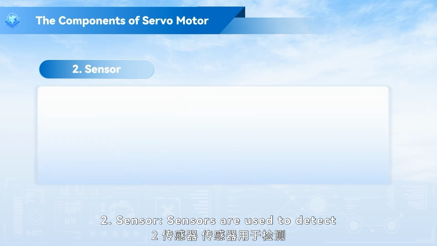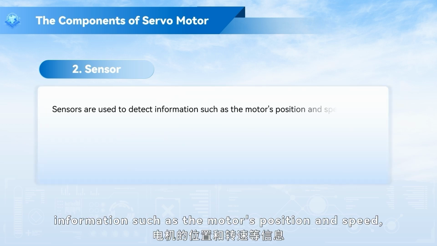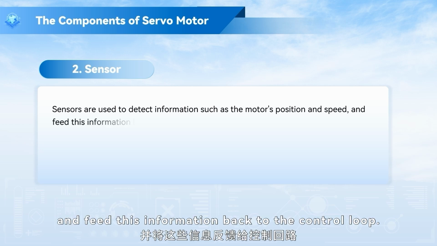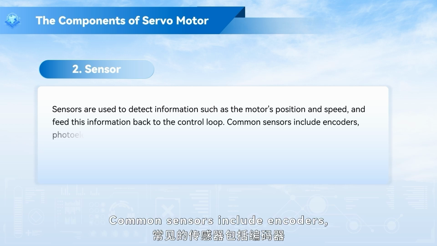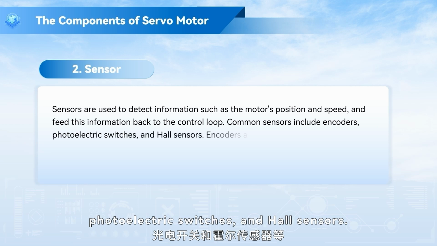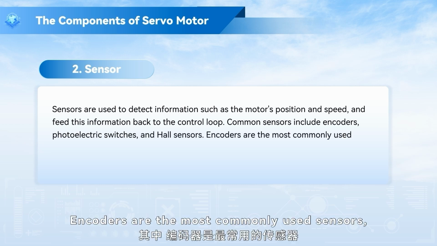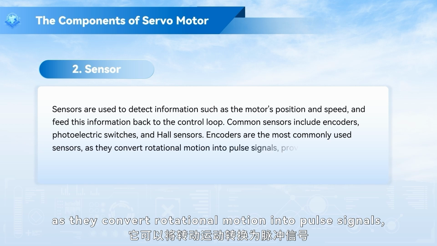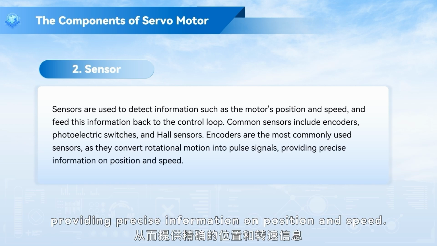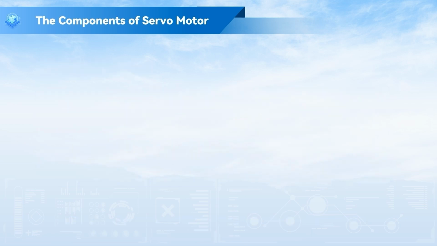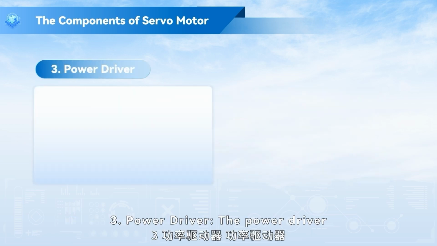2. Sensor. Sensors are used to detect information such as the motor's position and speed, and feed this information back to the control loop. Common sensors include encoders, photoelectric switches, and Hall sensors. Encoders are the most commonly used sensors, as they convert rotational motion into pulse signals, providing precise information on position and speed.